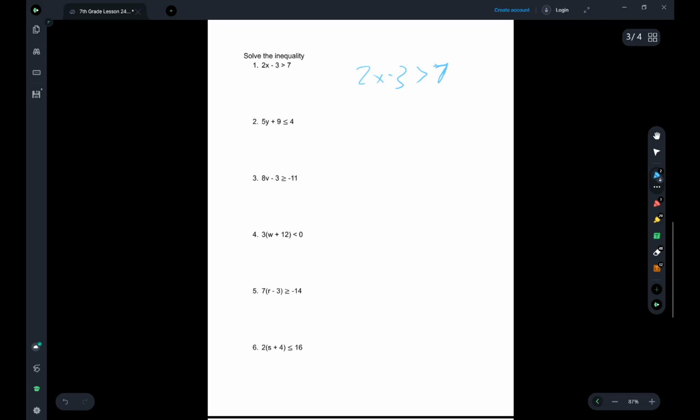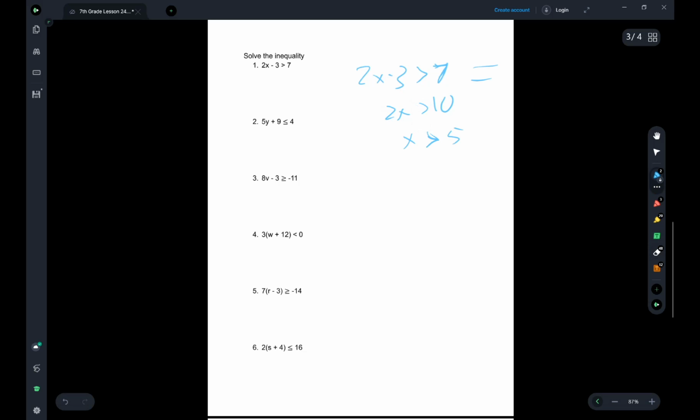So for these problems, instead of trying to change it into the equal sign and make it all confusing, what I personally like to do is just solve it as if this was an equal sign. So you go 2x is equal to 10, right? Because you add 3 to each side, but don't forget to not put that as an equal sign, and instead as an inequality. So, like that. And x is greater than 5.